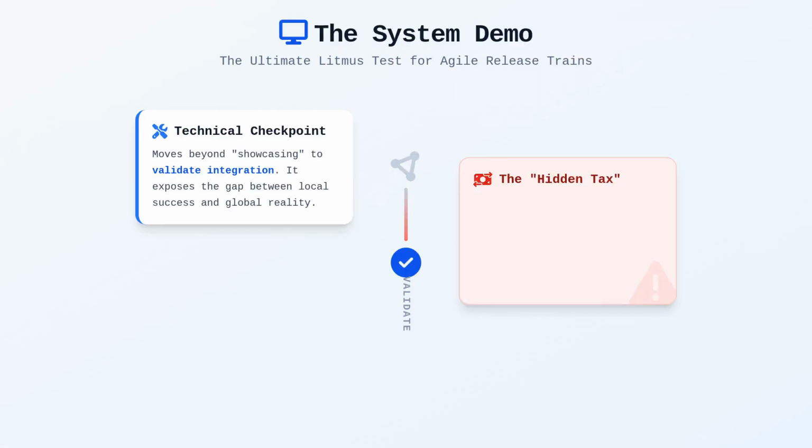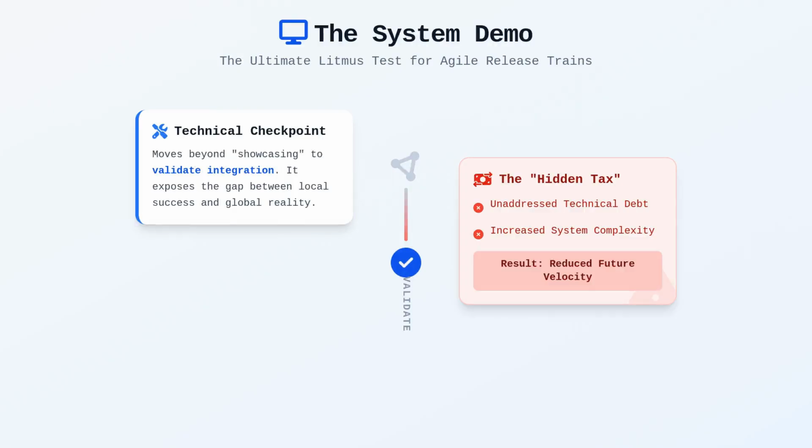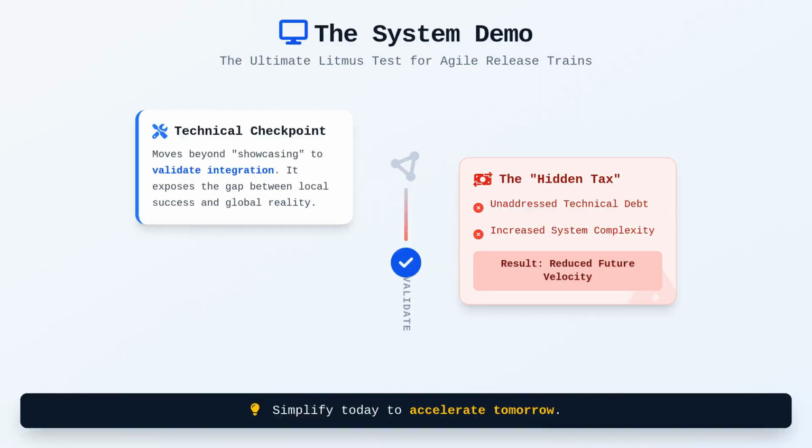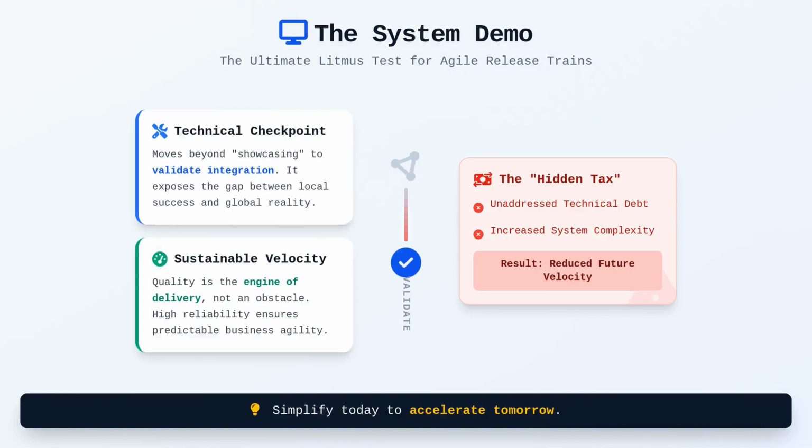This helps us manage technical debt, which, when left unaddressed, functions like a hidden tax on our future velocity. Every bit of complexity we fail to simplify today represents a reduction in the speed at which we can deliver new features tomorrow. Maintaining a focus on quality ensures that our pace remains predictable and that our reliability remains high, providing the business with the genuine agility it requires to thrive. Quality, therefore, is the engine that drives sustainable delivery, not an obstacle that slows us down.